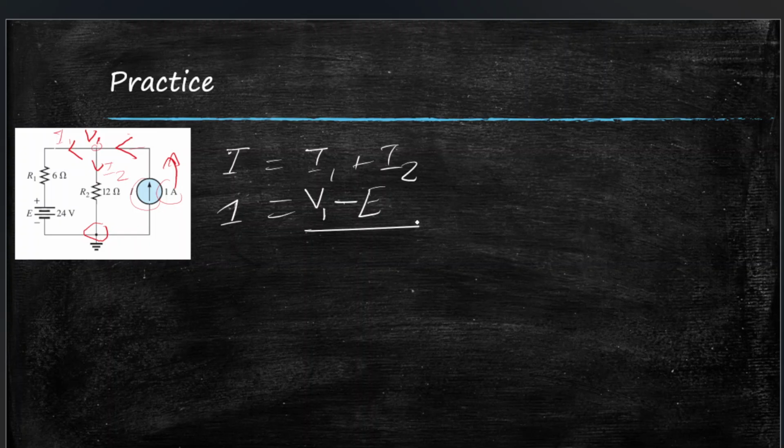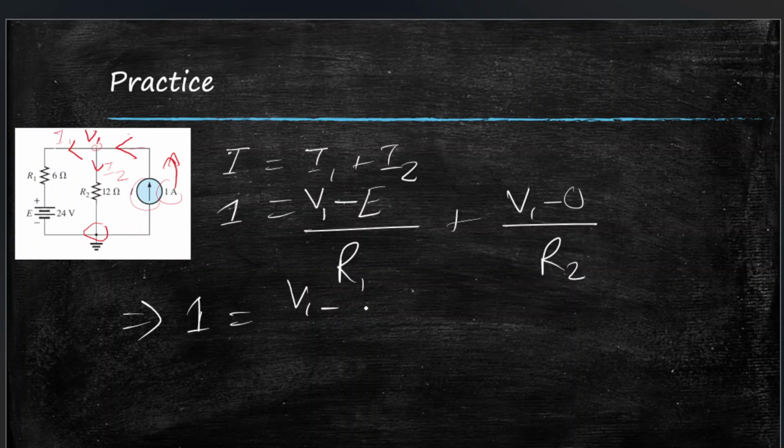V1 minus E over R1 plus I2 is V1. There's no minus. You can write minus 0, but you don't have to because this node is 0. And over R2. Okay, now let's plug in the values. So 1 is equal to V1 minus E, which is 24 volts, over R1, so 6, plus V1 over 12.